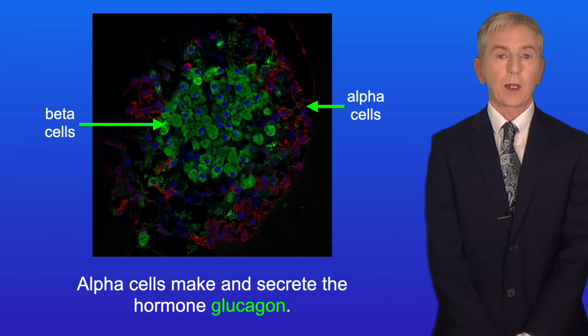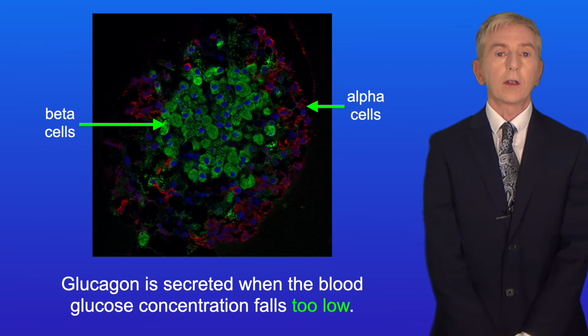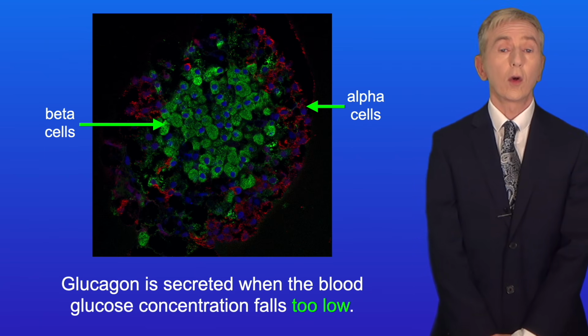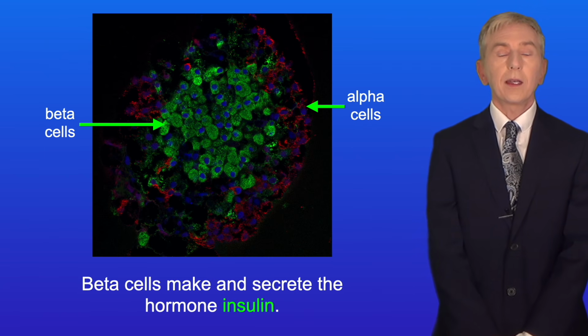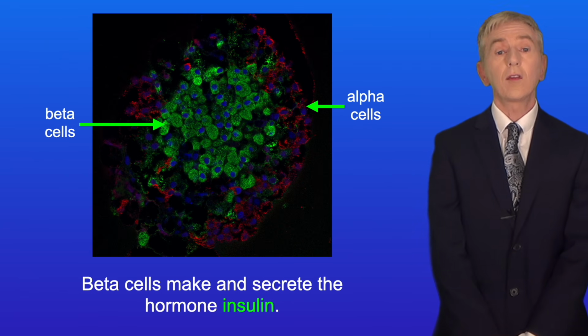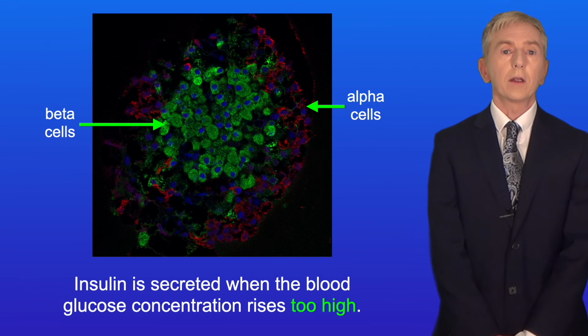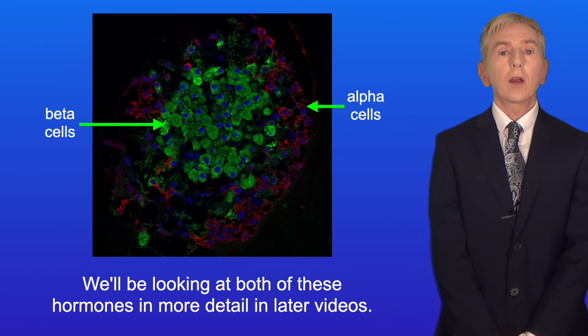Okay, now alpha cells make and secrete the hormone glucagon. Glucagon is secreted when the blood glucose concentration falls too low. Beta cells make and secrete the hormone insulin, and insulin is secreted when the blood glucose concentration rises too high. And we'll be looking at both of these hormones in more detail in later videos.